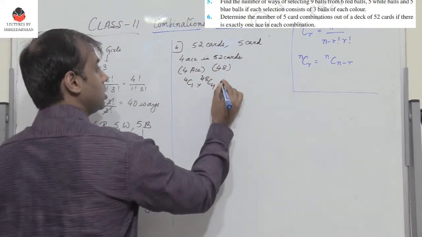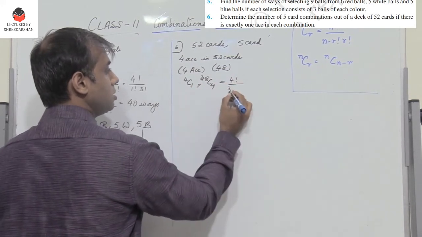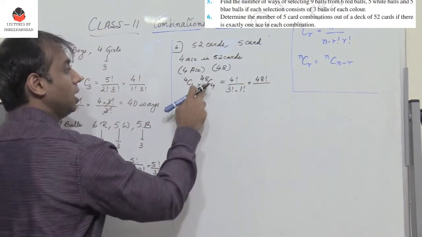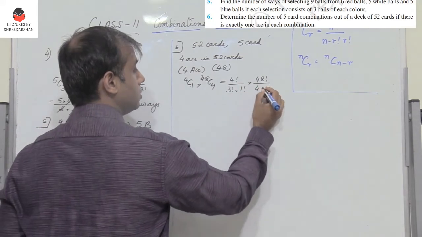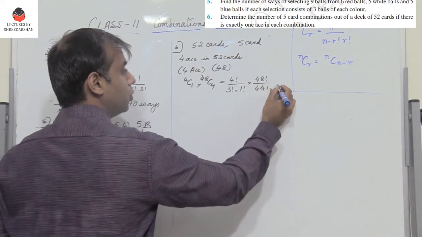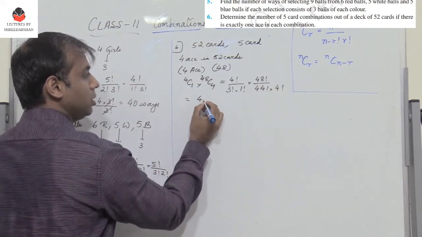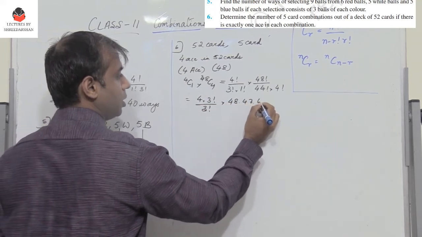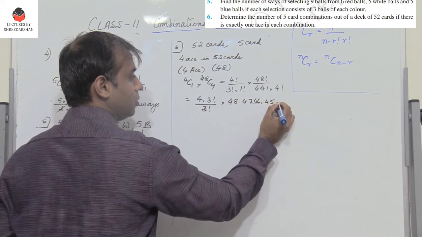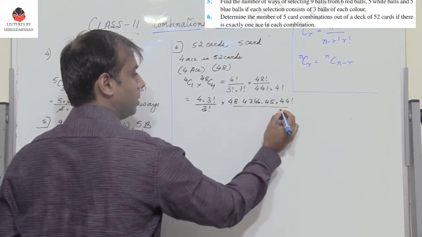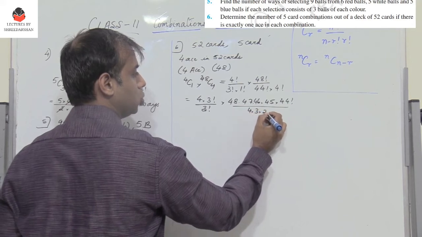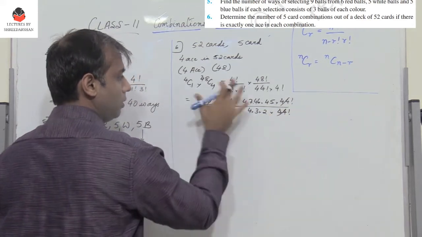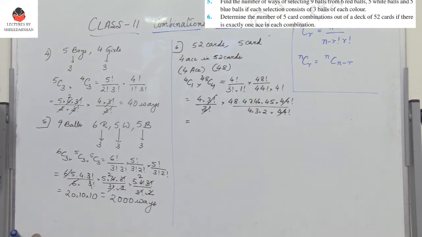So it's going to be factorial 4 divided by 4 minus 1 is 3 factorial into 1 factorial into 48 factorial divided by 48 minus 4 is 44 factorial into 4 factorial. So this is going to be 4 into 3 factorial divided by 3 factorial into 48 into 47 into 46 into 45 into 44 factorial, divided by 4 into 3 into 2 into 44 factorial. So that can be cancelled, right?